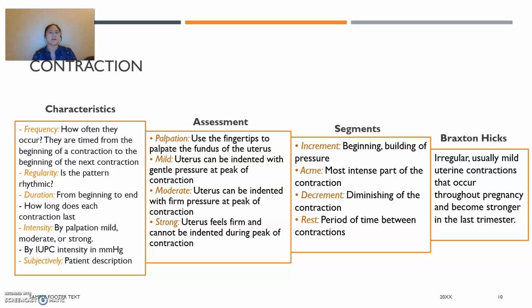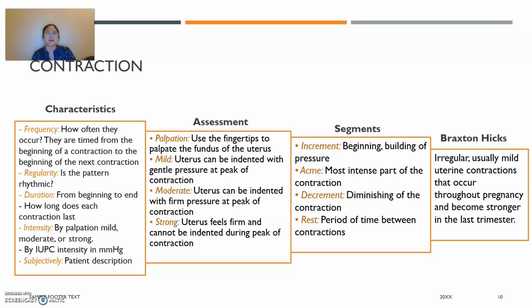When you do the assessment, for palpation, you will use the fingertips to palpate the fundus of the uterus. For mild, the uterus can be indented with gentle pressure at the peak of the contraction. Moderate, the uterus can be indented with firm pressure at the peak of contraction. For the strong one, the uterus feels firm and cannot be indented during the peak of contraction.